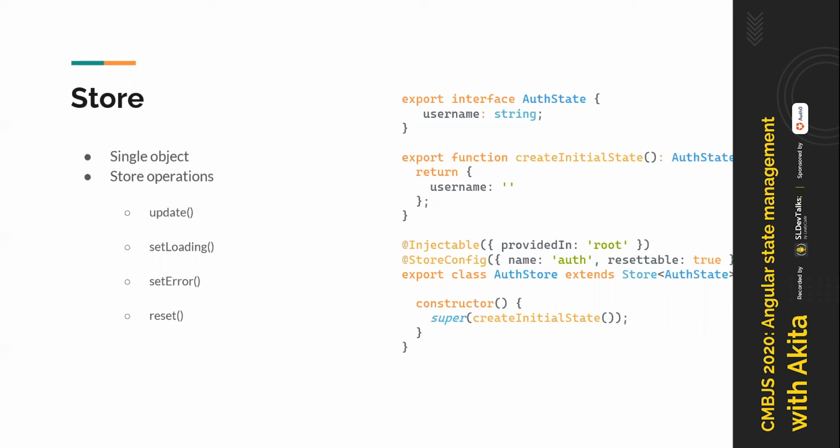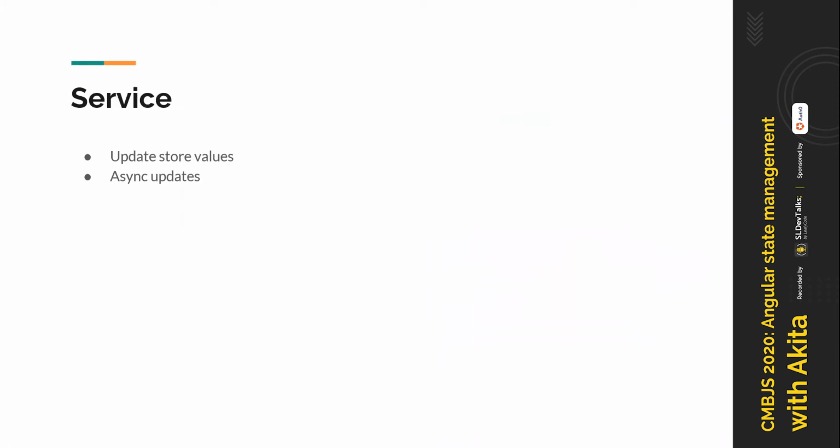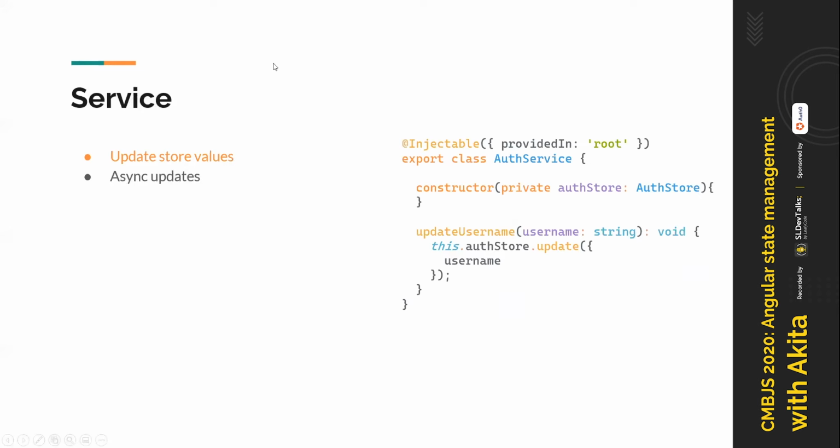Once you have a store, you need a service to update those state variables. Like I told you, there are store methods to update. So in a service, we can just inject our store and call the store's update method.